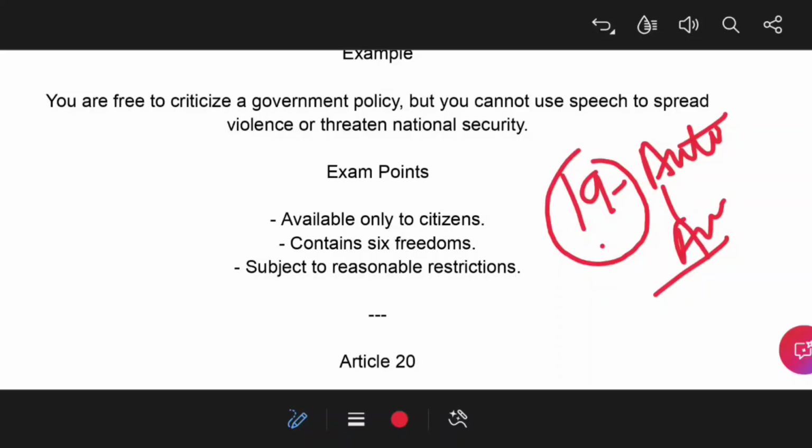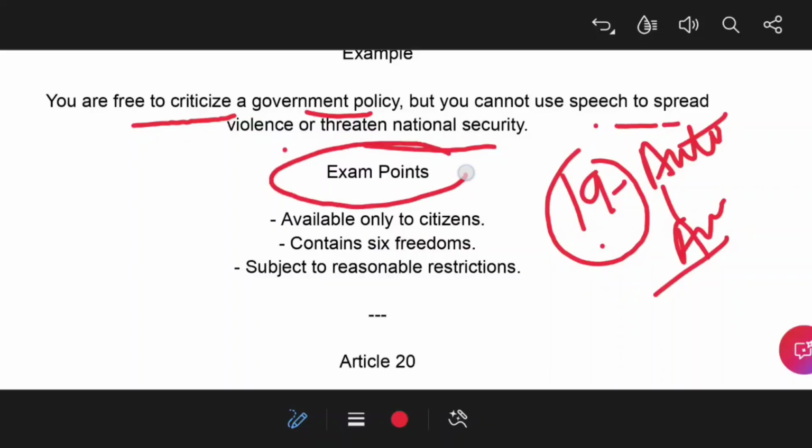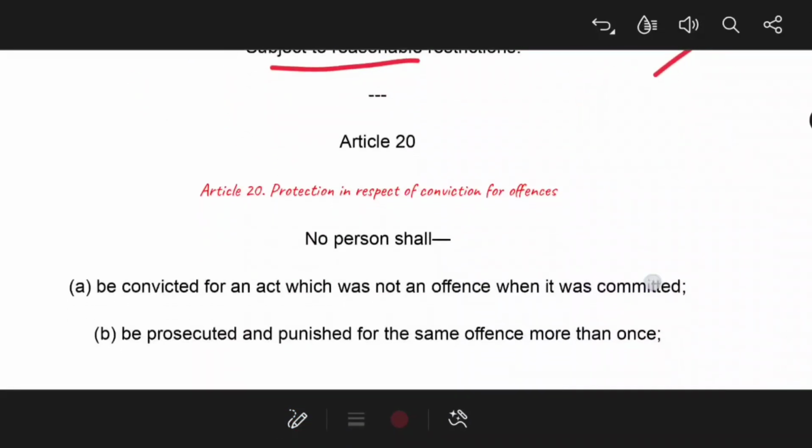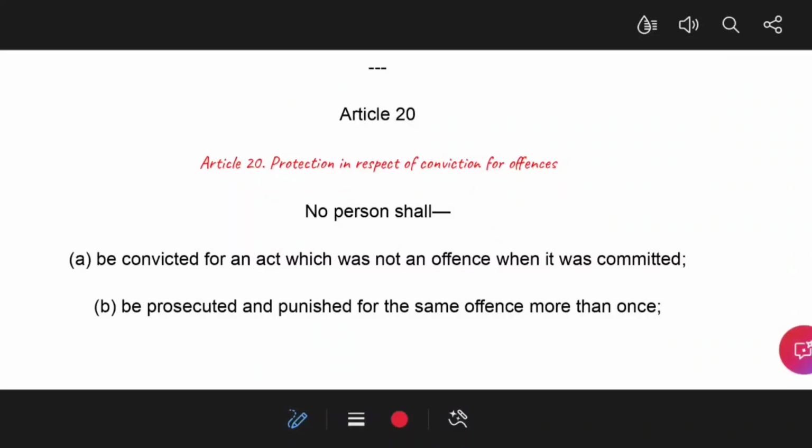Now let us suppose that you are free to criticize a government policy, but you can't use speech to spread violence or threaten national security, because your rights can be abridged or curtailed. These are the grounds that you should keep in mind while enjoying your right. From the exam point of view, it is available only to citizens, not to aliens or foreigners. It contains 6 freedoms and is subject to reasonable restriction. But what comprises reasonable restriction, I don't know.